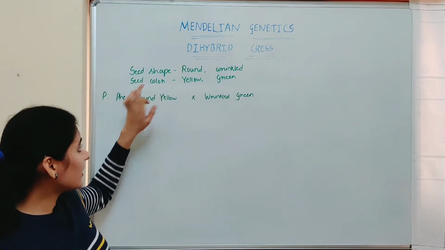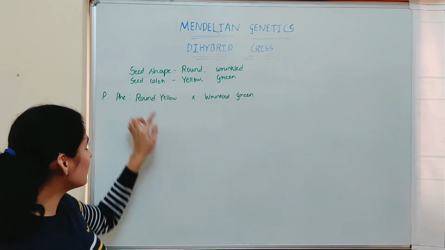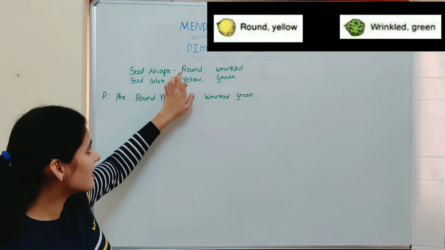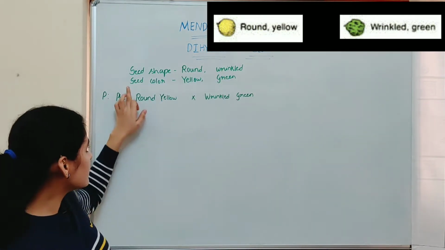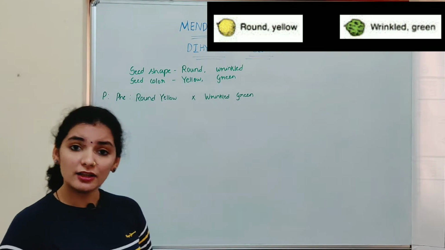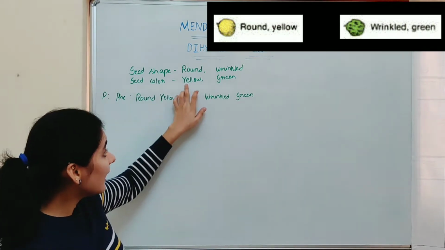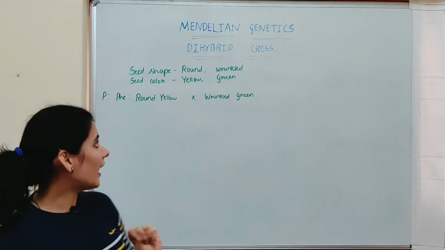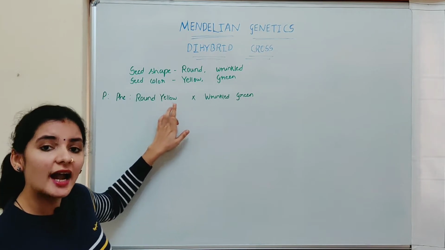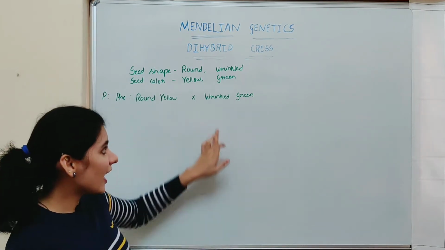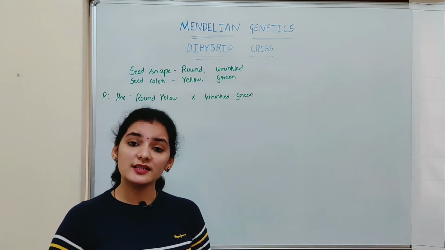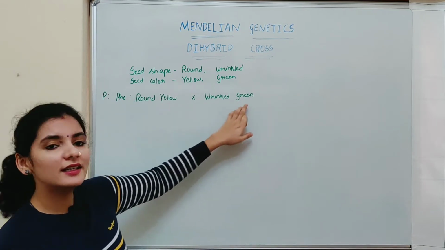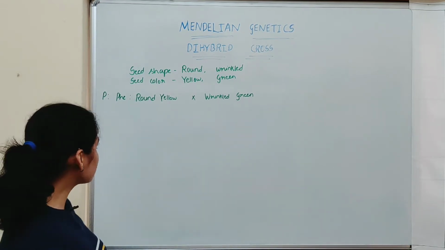And you know that each character has two contrasting forms. For example, the character seed shape has two contrasting forms, that is round and wrinkled. Another character, seed color, also has two contrasting forms, that is yellow and green. So for his experiment, Mendel selected a pea plant having round and yellow seeds and crossed it with another pea plant having wrinkled and green seeds. So these are the parent plants that he selected for a dihybrid cross, and round yellow, wrinkled green are the phenotypes.